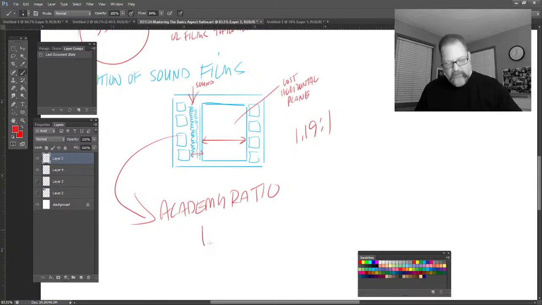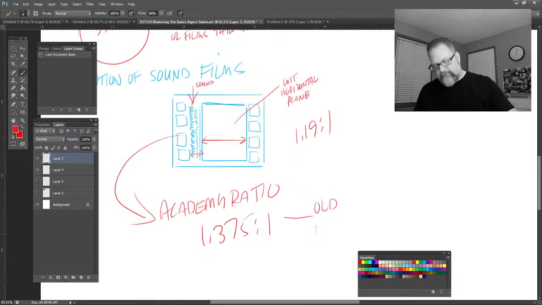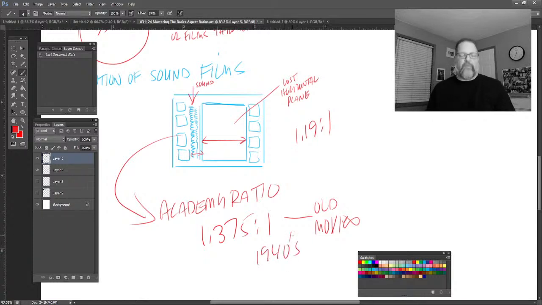And that was 1.375:1. And that pretty much was the way that everything in terms of old movies, once you had all the talking and stuff, I think that's where it went into the 1940s. In terms of how that worked.